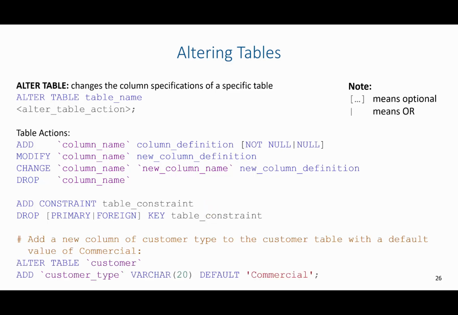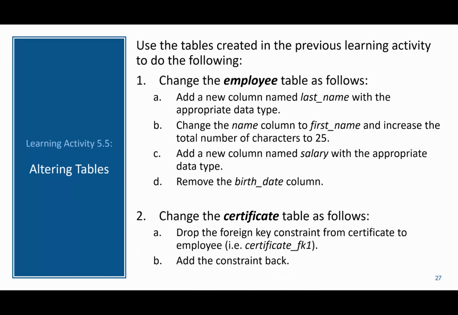So for example, if I was asked to add a new column of the customer type to the customer table with the default value of commercial, I would say alter table customer add customer type with its data type with the default of commercial. So what I want you to do is alter two tables, both the employee table and the certificate table, following the instructions on this slide. So go ahead and try this on your own, pause this video, and then come back to compare your answers.